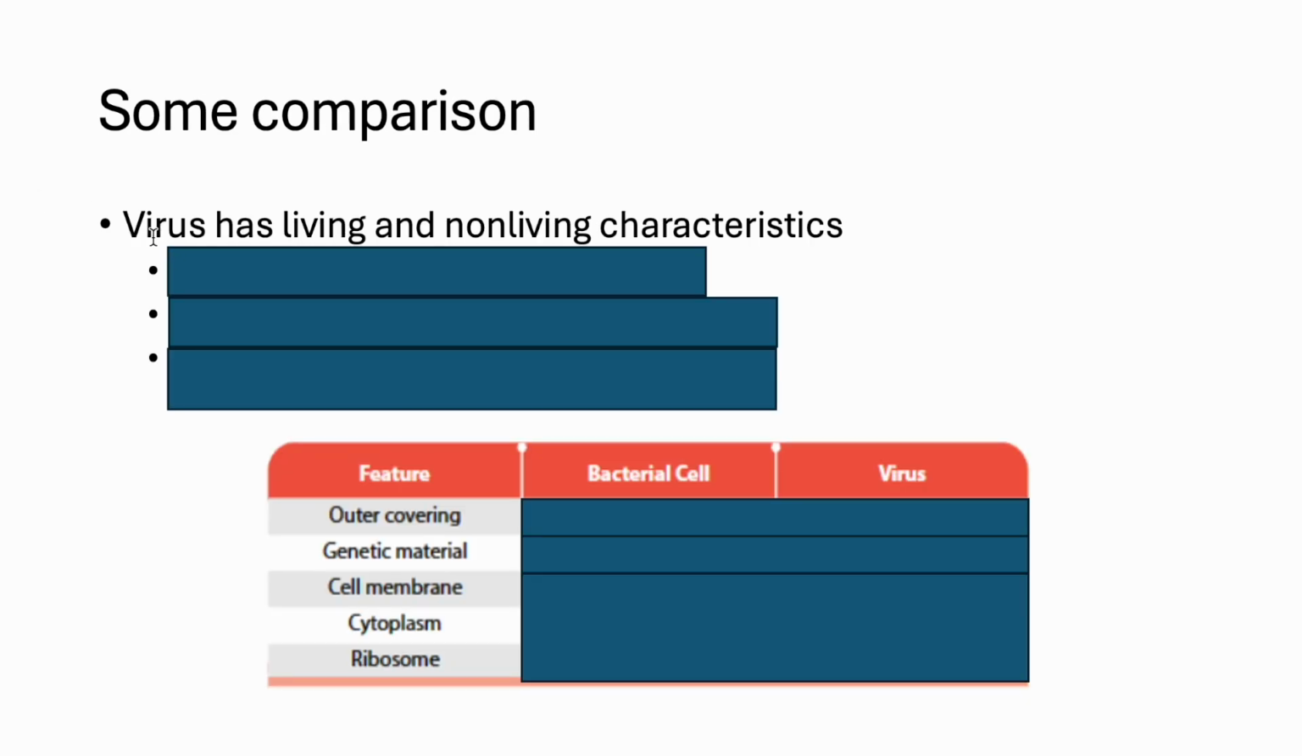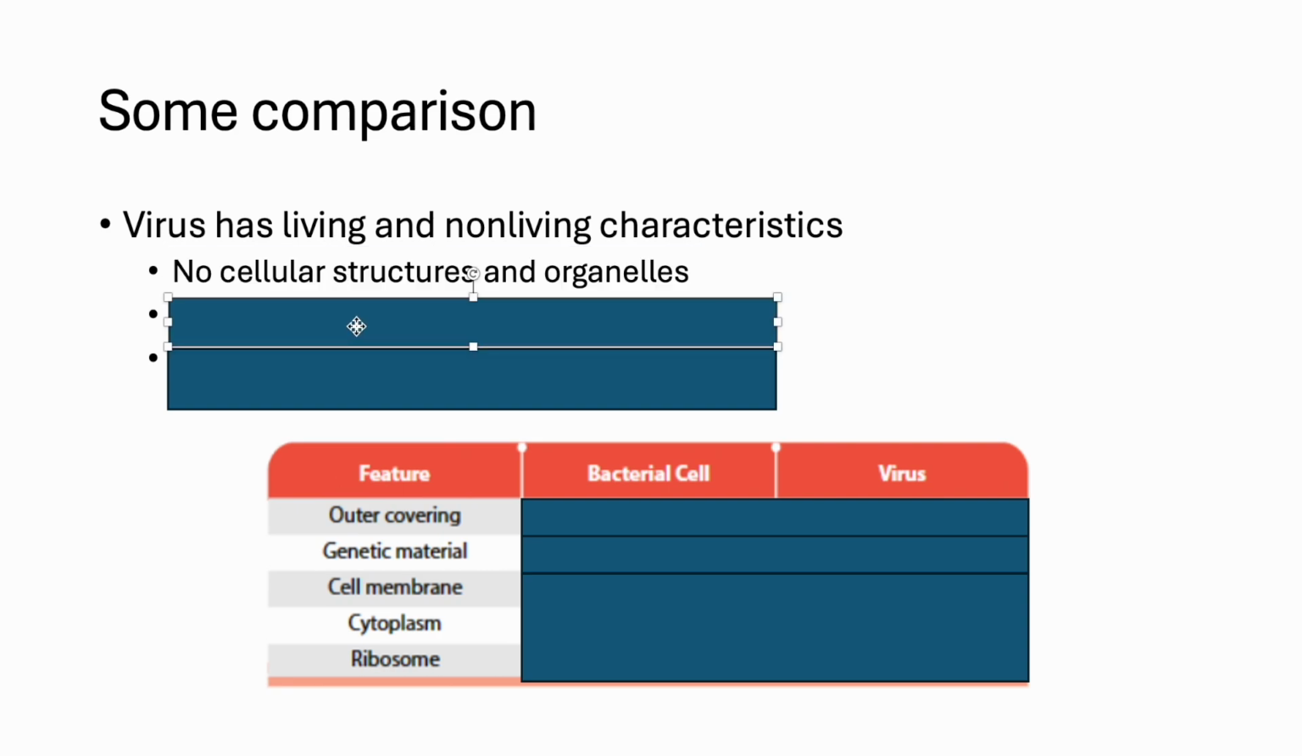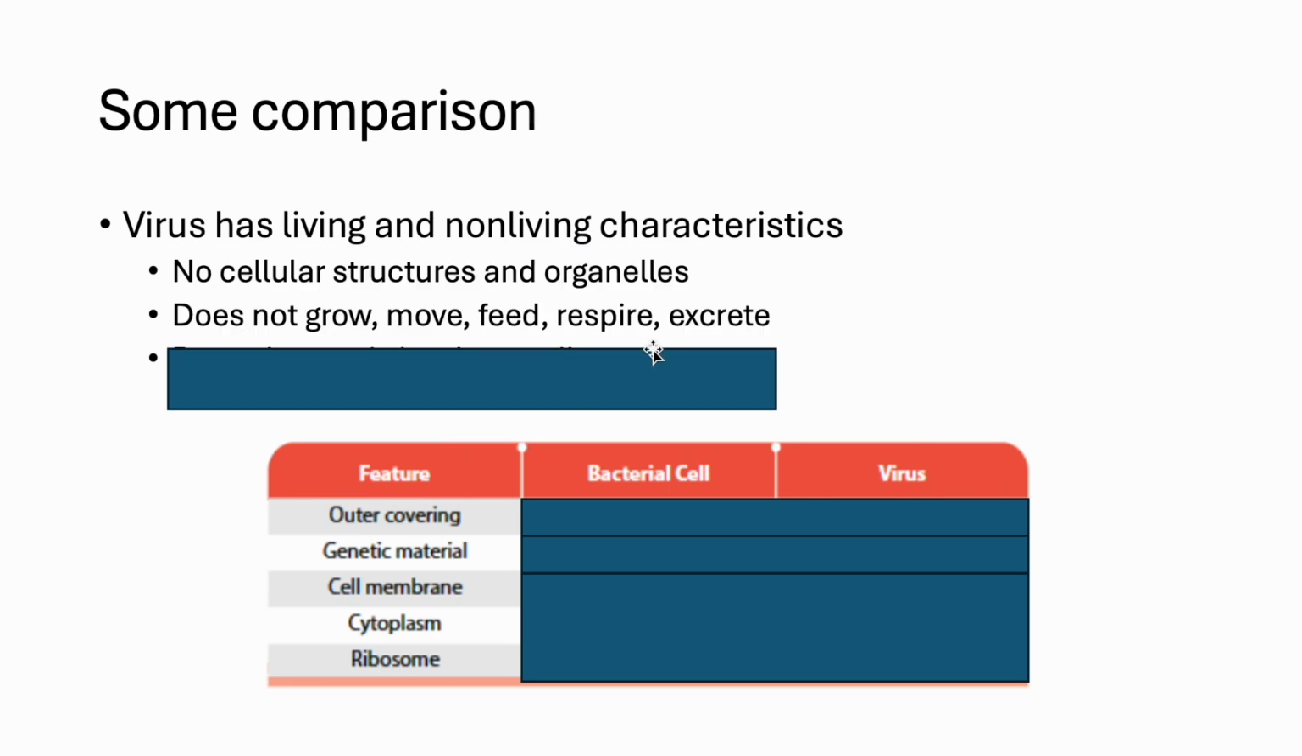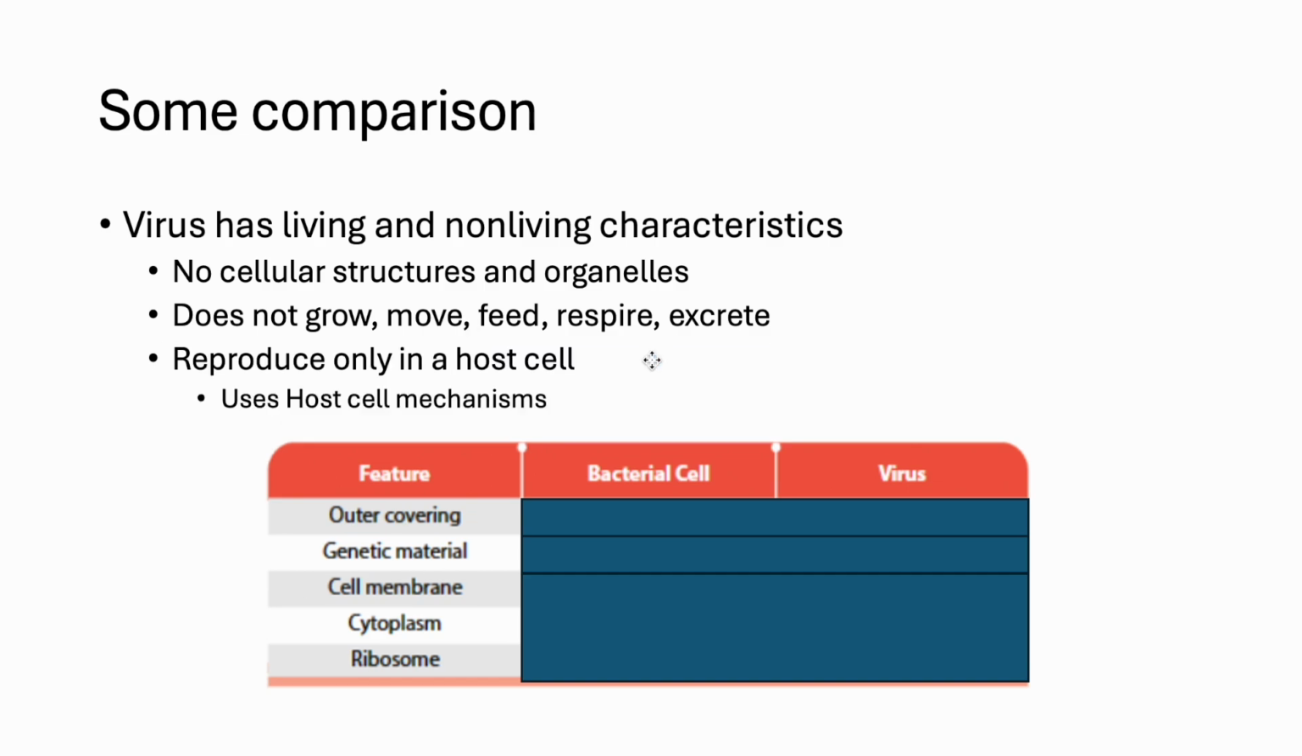So viruses have living and non-living characteristics. They do not have a lot of organelles. They don't do all these things. So that's why we call them virus particles. They are just a little particle that, once it infects a cell, sometimes a human cell or an animal cell or even a bacterial cell, will start to inject its genetic material inside and use the whole cell mechanism to reproduce. General comparisons are like that.